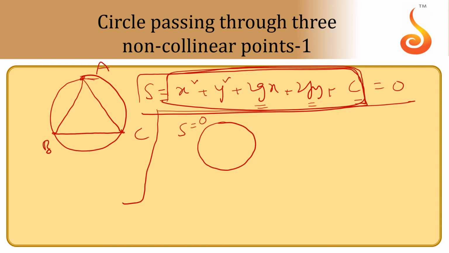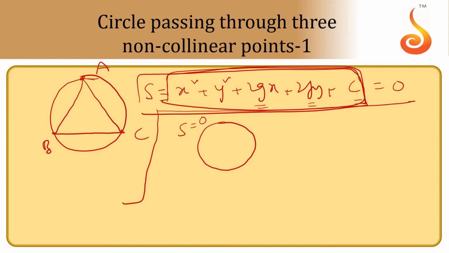Observe, it is of linear degree. Suppose I write S1 for the point x2, y2, you have to write x x2 plus y y2 plus g into x plus x2 plus f into y plus y2 plus c. It is also linear. S11 for a point, we write by substituting x1, y1 in the circle, or substituting x1, y1 in S1 also we can say. So x1 square plus y1 square plus 2g x1 plus 2f y1 plus c.